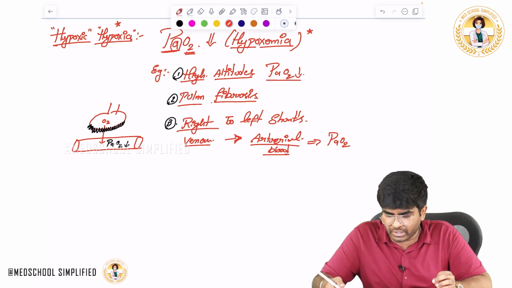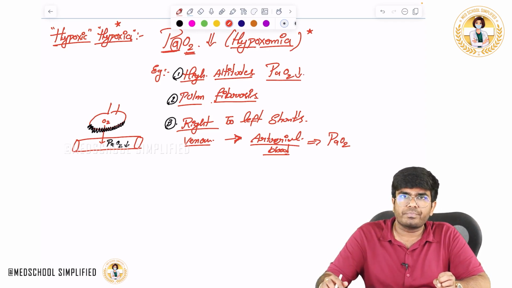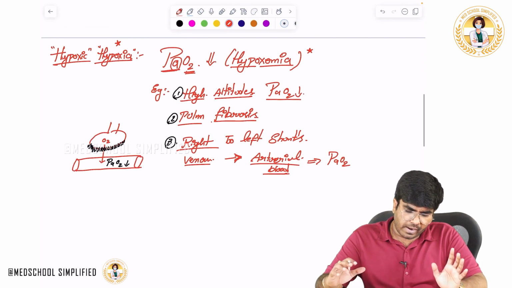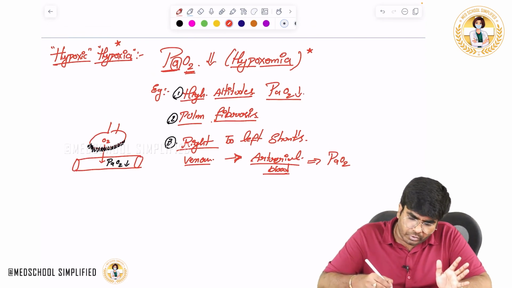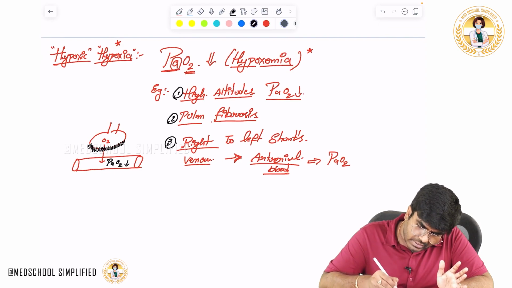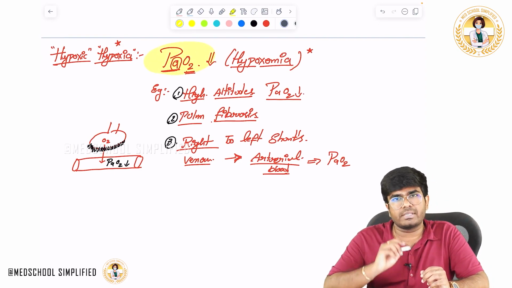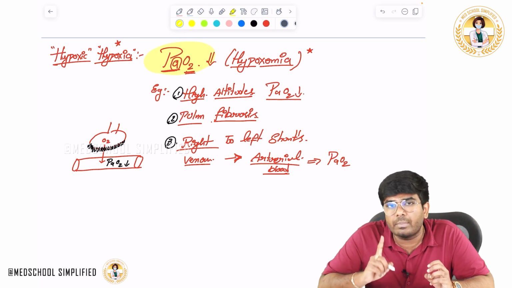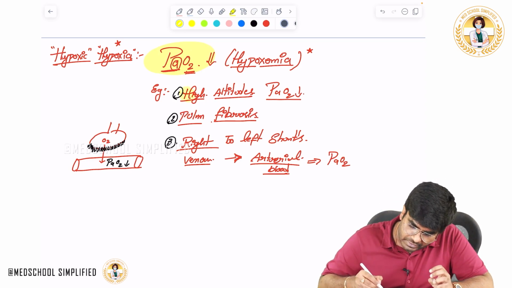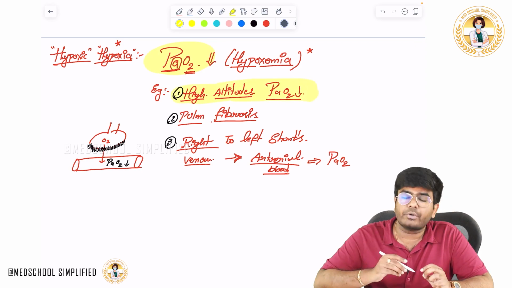Right to left shunt can be seen in Eisenmenger syndrome. Okay, so at the end of the day, the main point which I want you to know for your exam is, in hypoxic hypoxia, the partial pressure of oxygen is going to be less. The partial pressure of oxygen in the arterial blood is going to decrease. Seen with high altitudes, this is the one point which I want you to know.